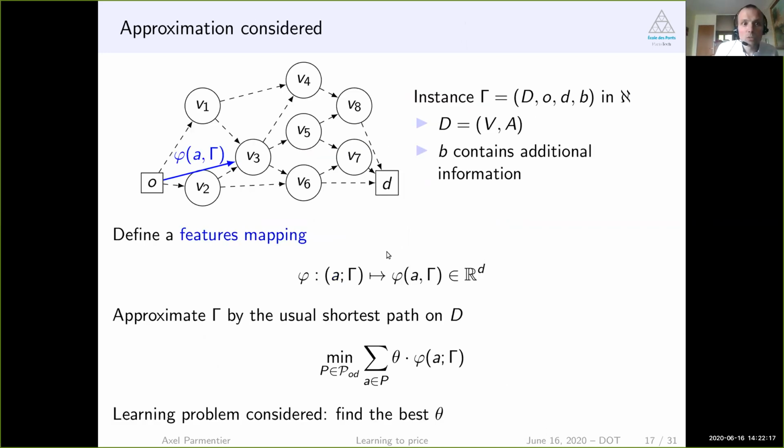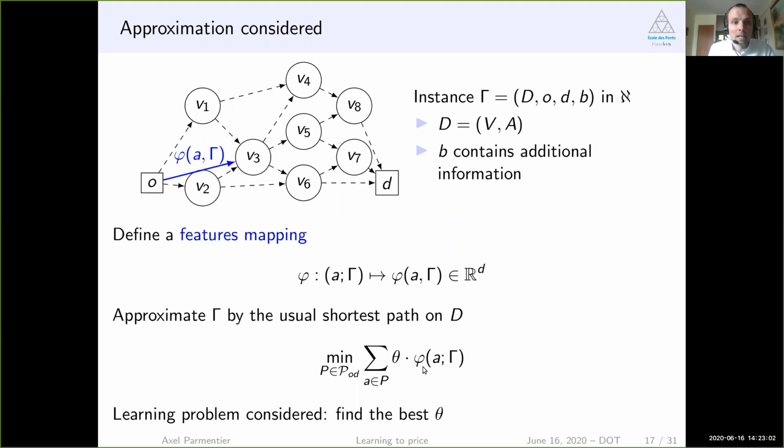The way we do that is we define a feature mapping that takes the set of arcs and the instance, and takes some general information on the instance to extract information about the arc. The family of approximation we will look at is this one. The cost of the shortest path will just be the sum over its arcs of the approximated cost of an arc, which is just taken as a linear combination of the features. What we want to find is the theta such that this linear combination approximates well the cost of an arc.